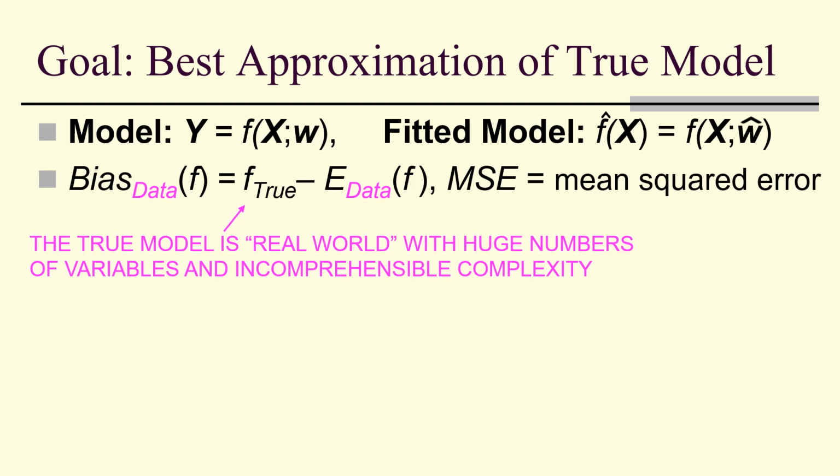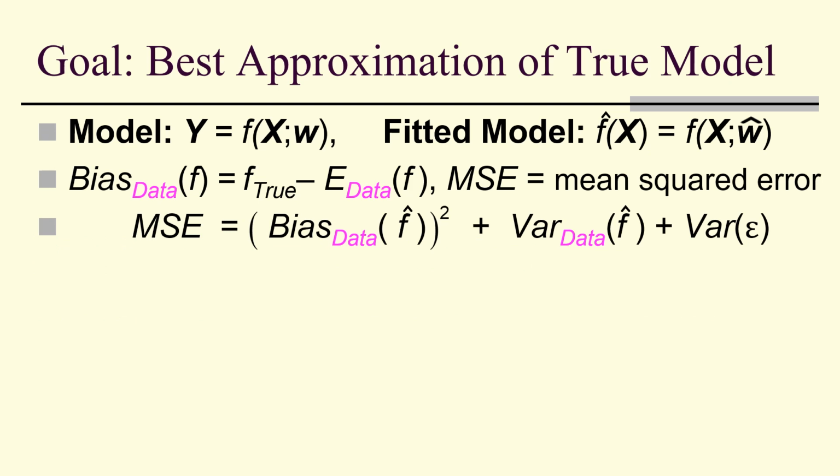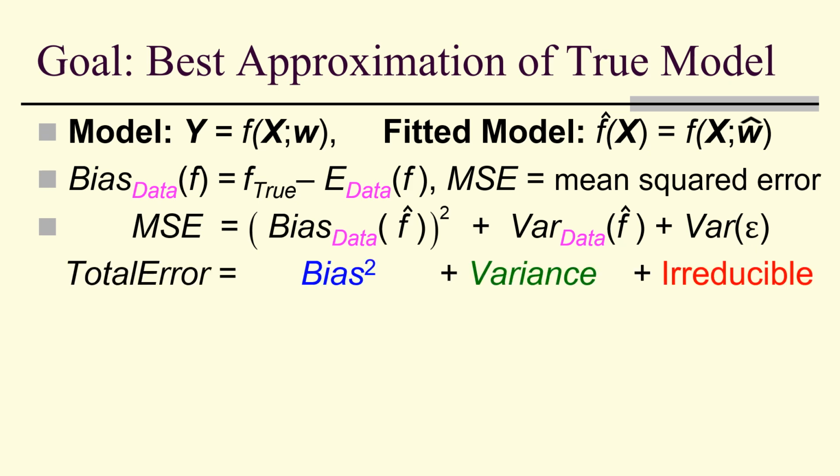This one is incredibly complex, and in general, we never know the true model. We should probably just assume that. It includes how fast the wind is blowing on Mars, what the kangaroos are doing in Australia. It's far beyond what we can do with just a data set. And we also have mean squared error, and we've proved that mean squared error is the square of the bias plus the variance over the data plus some irreducible error. In other words, the total error is the squared bias plus the variance plus the irreducible.